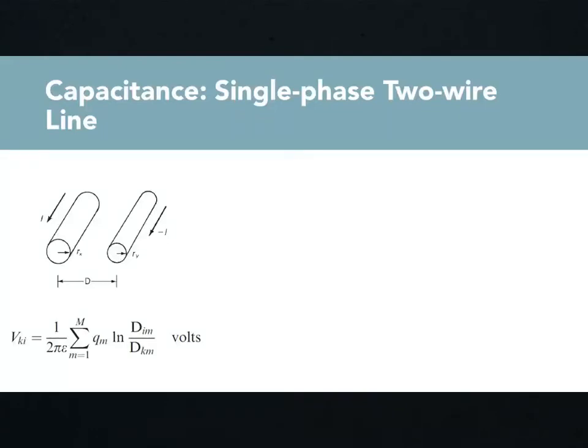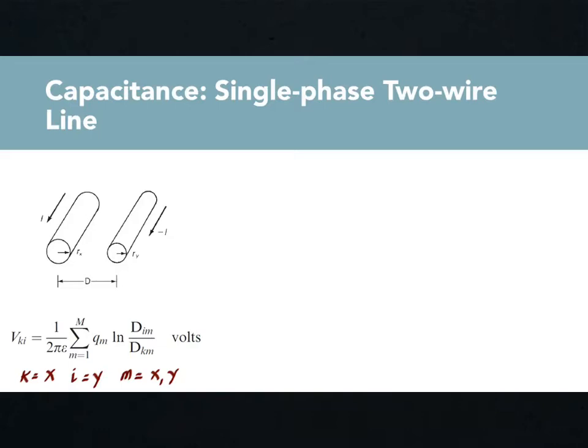Okay, so let us have this single phase two-wire line. We'll make use of the previously derived V_KI equation. In this case, we'll consider two conductors, X and Y. So that will be our K and Y. And for the M, it's either X or Y, depending on which conductor charge we are referring to.